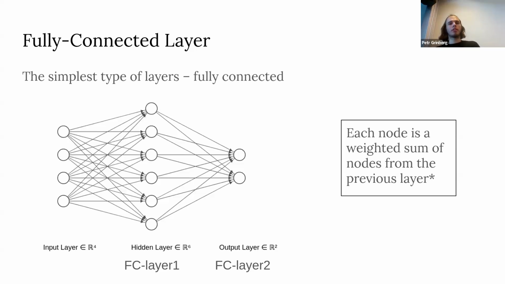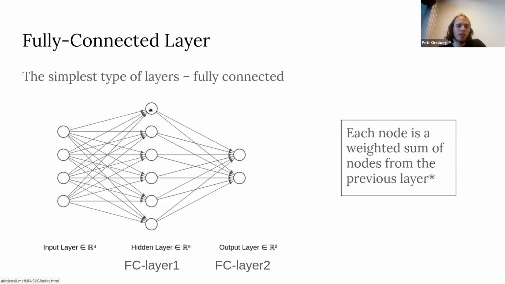So let's start with the fully connected layer. This is probably the simplest type of layers. And it works as follows. You have your input, which is a vector. So here in this example, your vector has a size of 4. Yeah, 4 nodes. First one, second one, third one, fourth one. And one layer, FC layer number 1, converts this vector of size 4 to a vector of size 6. And you have 6 nodes here in this visualization.